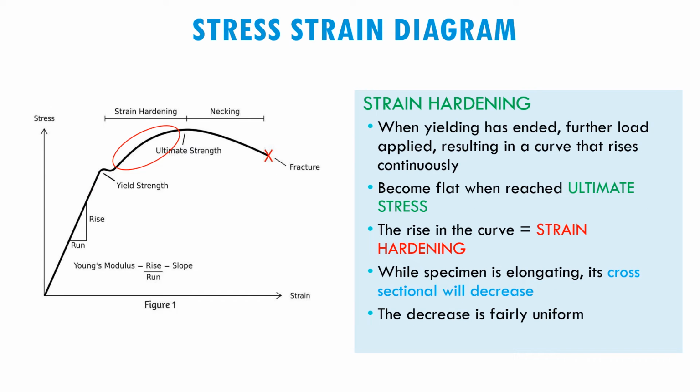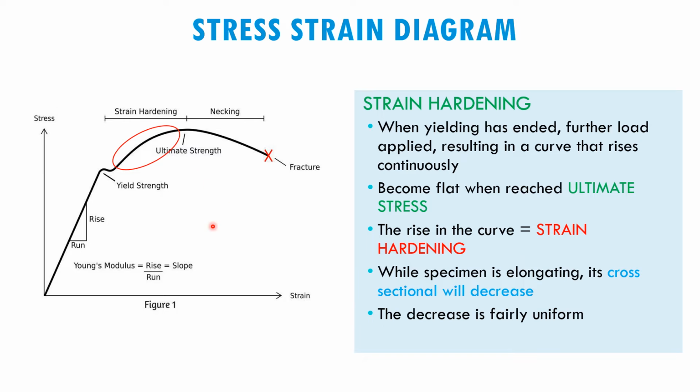Next is the strain hardening. When we reach the yield point and the yielding has ended, if we put further load on the body, it will start to cause the curve to rise. It will keep rising until the ultimate strength, and it becomes flat when it reaches the ultimate stress. This rise in the curve is what we call the strain hardening region.